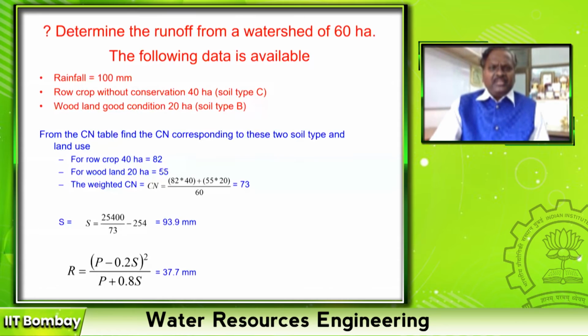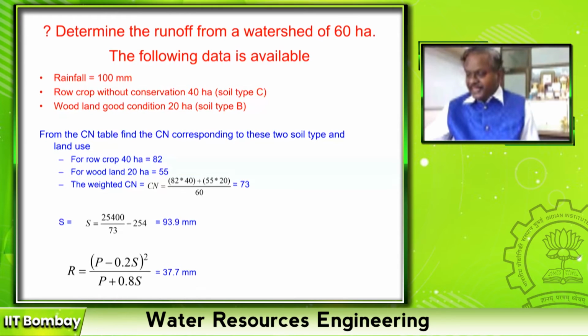But this 40 hectares is only for row crop, which has curve number 82. Woodland is 20 hectares. So you multiply each curve number with its area, divided by the total area. My curve number is now 73. Substitute this in the soil moisture potential equation. My S is 93.7, 93.9. Substitute this in the runoff estimation. You will get 37.7 mm.